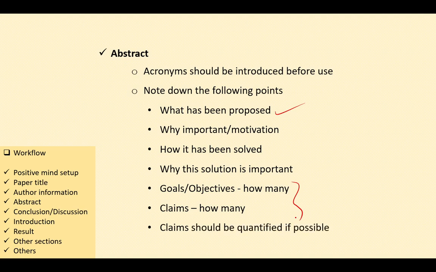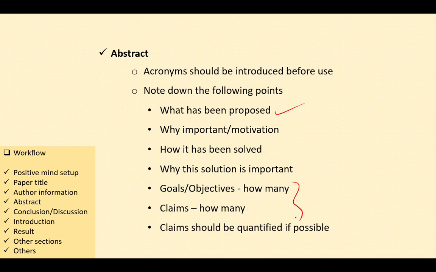Now, claims should be quantified if possible. For example, if a claim says our proposed method is better than the previous one, then they have to say, well, better in what sense? Maybe in terms of speed, or maybe efficiency. Our one is more efficient than the previous one, or maybe our one is more accurate than the previous one. They have to tell in what sense.